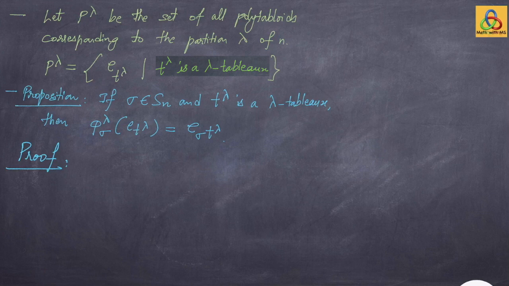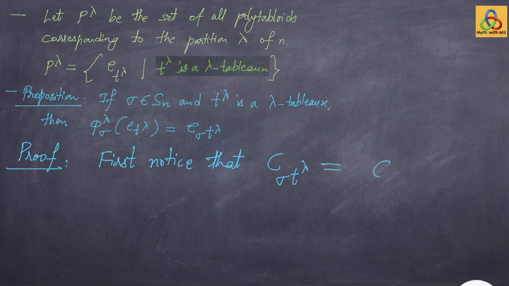So let us prove this. First notice that the column stabilizer of sigma of T lambda is the same as the conjugate of the column stabilizer of T lambda by sigma, C T lambda sigma inverse. This follows because the lambda tableau T lambda and sigma T lambda are in the same orbit. So therefore these column stabilizers are conjugate. In fact, they are conjugated via the permutation sigma.